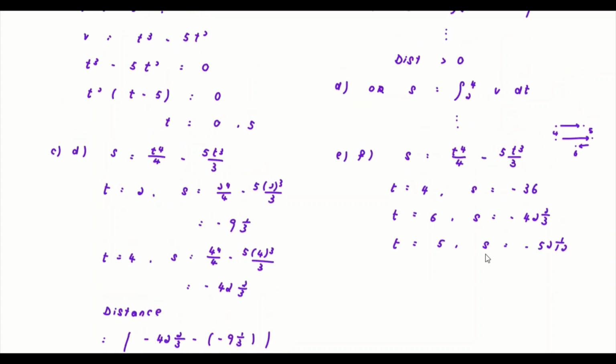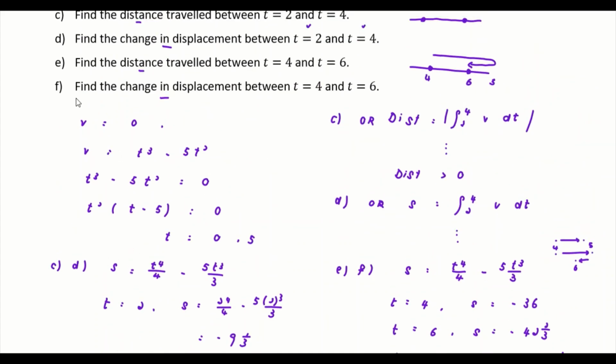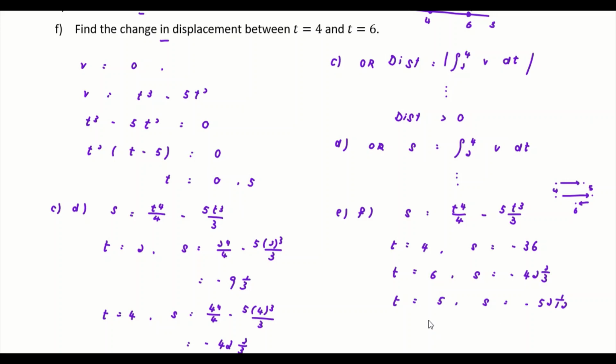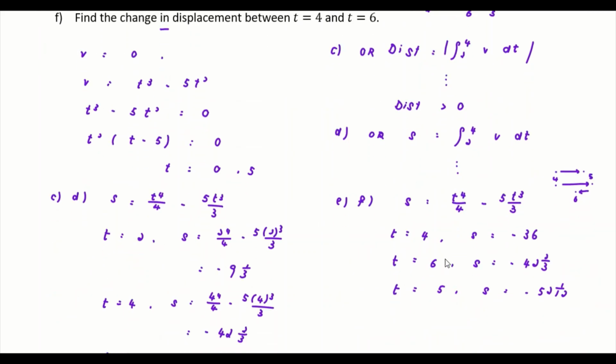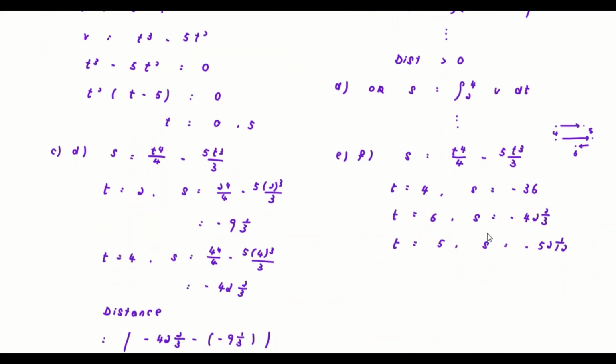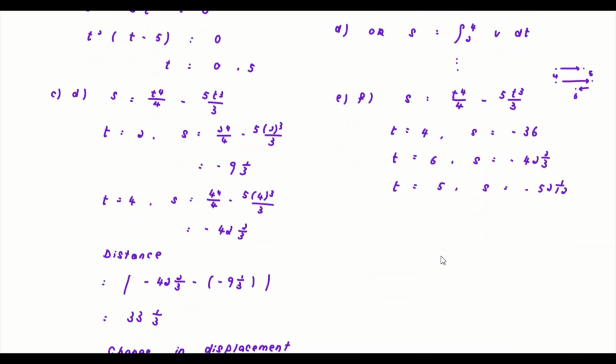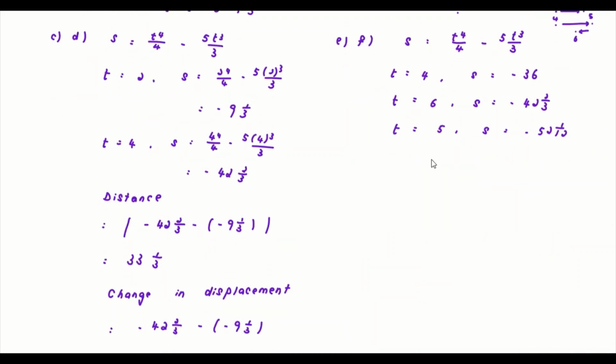Okay, so if you are solving the question for F, then you don't need to do this part. With 4 and 6, you just subtract. But if you are doing the distance also, then this matters. If you didn't do your 5, then basically your distance traveled is going to be wrong.